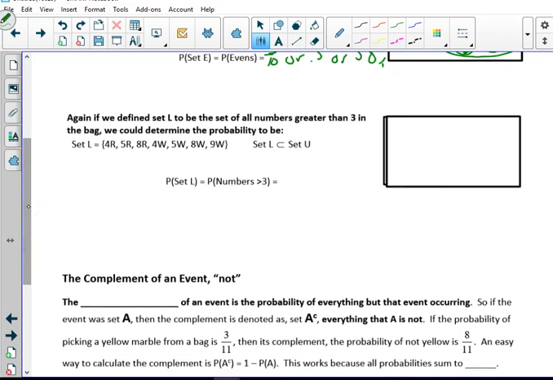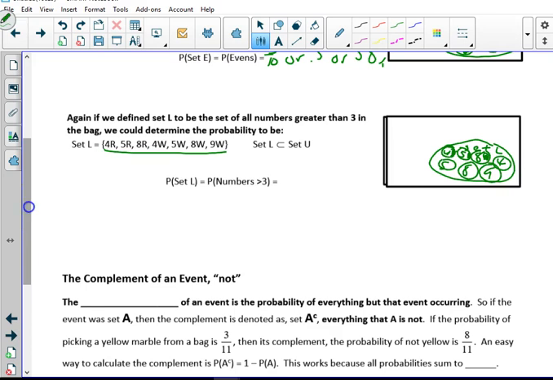Again, we define set L to be all the numbers greater than 3 in the bag. Here's all the numbers greater than 3. We're going to need a little bit bigger bag. We call it set L. And we have 4, 5, 8 red. And remember, we're going to do something to signify which ones are the reds, and color it in. And then we have 4, 5, 8, 9 of white.